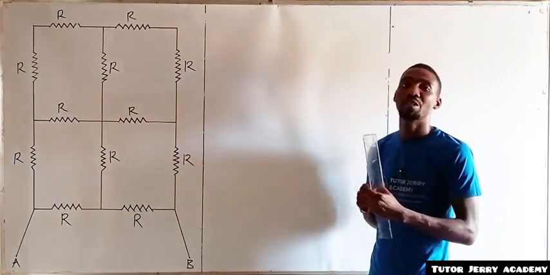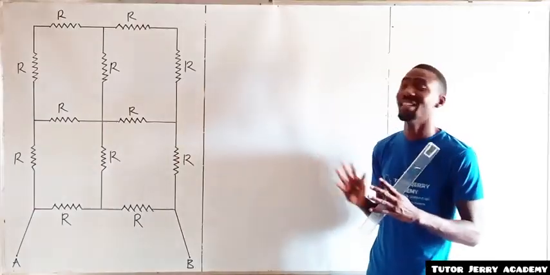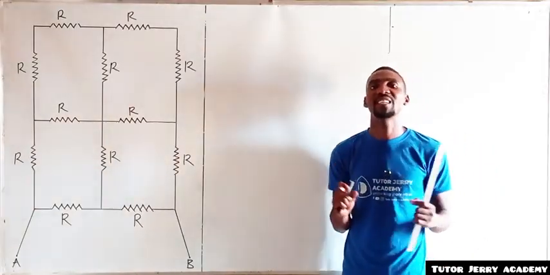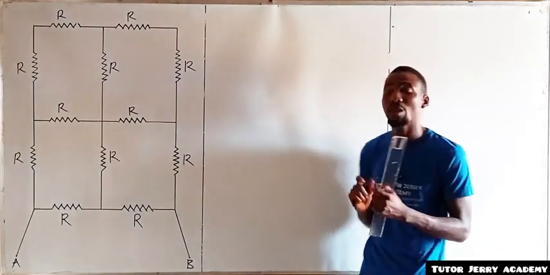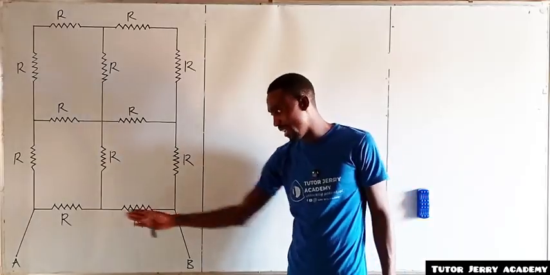Right, we are going to be solving the question above. The question is based on circuit analysis. This is an exam-based question for every electrical engineering student. The question says we should find the equivalent resistance between terminal A and B.